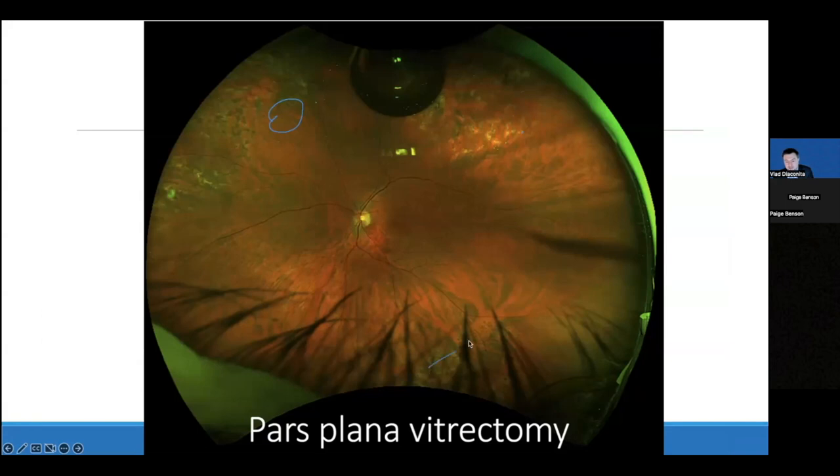And there's laser that I did here because what you didn't see in the other one, he also had a tear down here, which was new. But all this laser here was from a previous detachment. Now you can see it's flat, which is great. And you know, surgeons always show cases that go well, so that's why you're seeing it today.